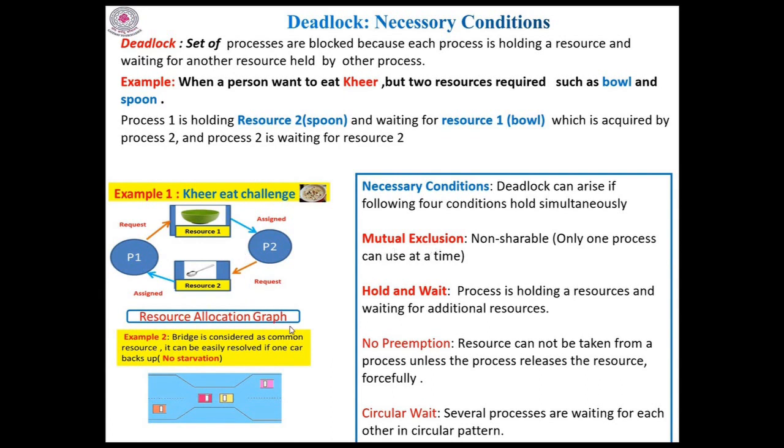What is mutual exclusion? Look at this example. Here you see a common resource, a road. This allows only one process at a time. Let us assume processes are cars and the resource is the road. So this is a common resource.